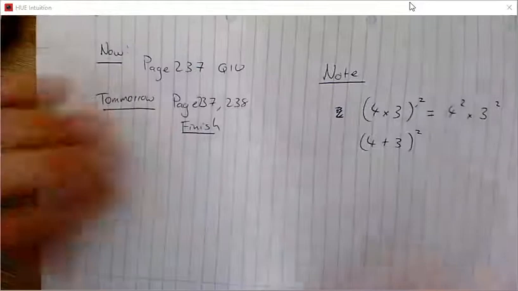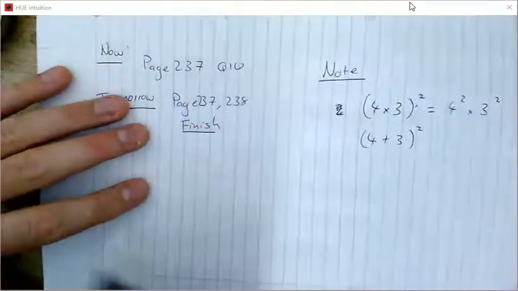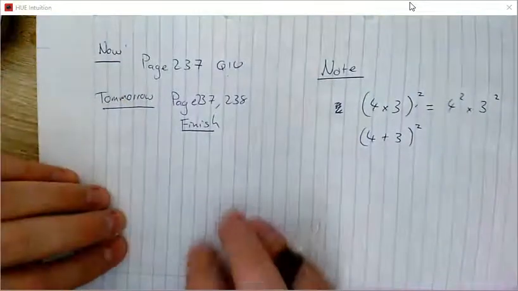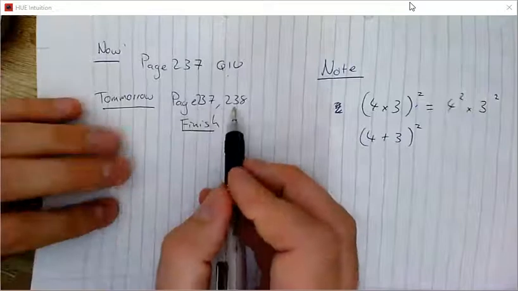Now I'm going to ask you to go now and do page 237, question 10, please. See how you get on, correct it at the back when you're finished. Tomorrow we're going to finish that exercise on page 237, 238.